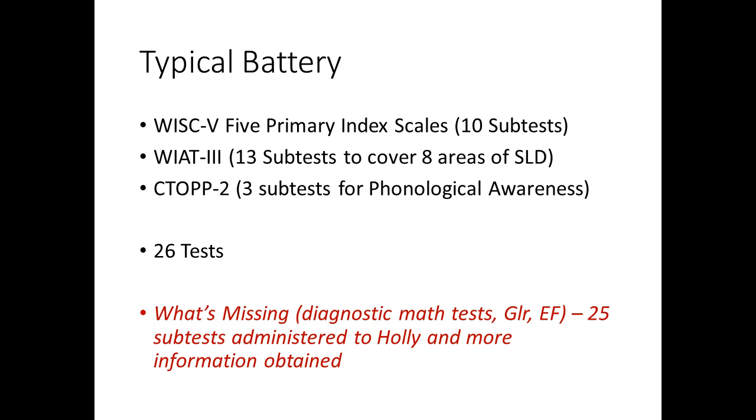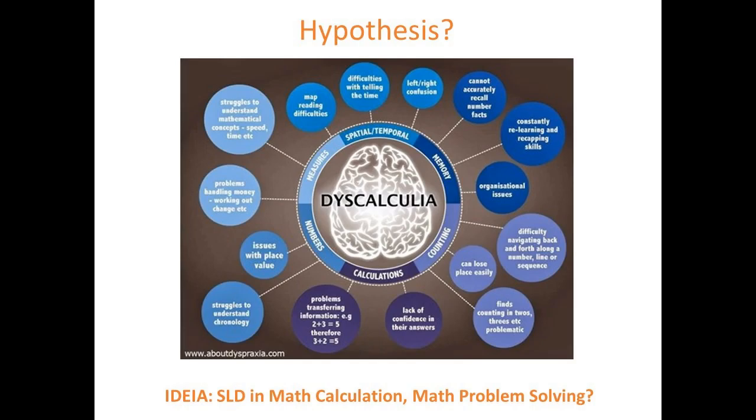However, I'm not sure it's the best use of time in terms of trying to figure out what's happening where Holly's concerned. So what's missing are more diagnostic kinds of math tests, long-term storage and retrieval, and some executive functions, some that are specifically related to math achievement. And so with approximately the same number of tests, which is this evaluation that I'm presenting now, 25 subtests, you can get a lot more information that's more tailored and specific to Holly's learning needs.